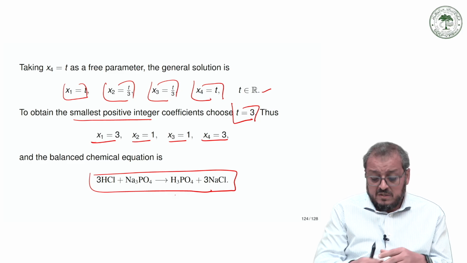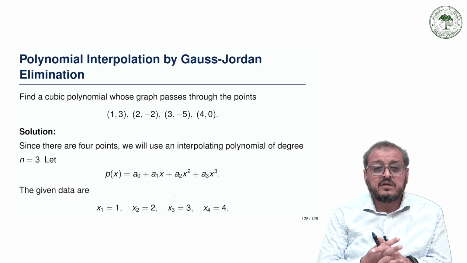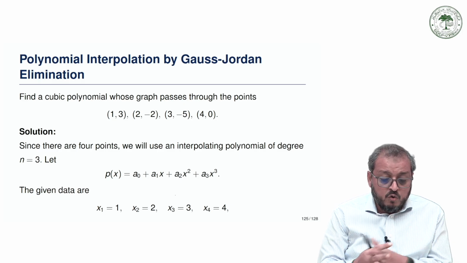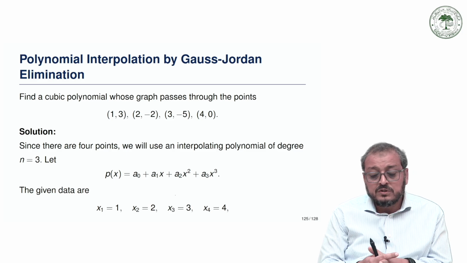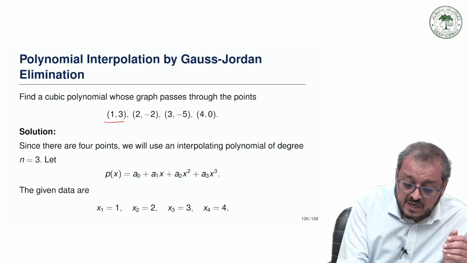Okay, now I will take one more example, polynomial interpolation by Gauss-Jordan elimination. We can try to find a cubic polynomial whose graph passes through the given points. So these are the points.